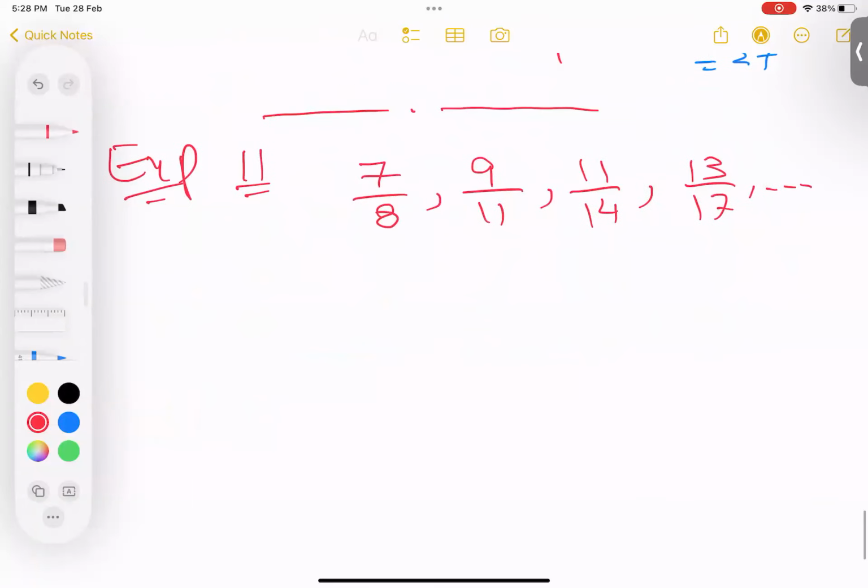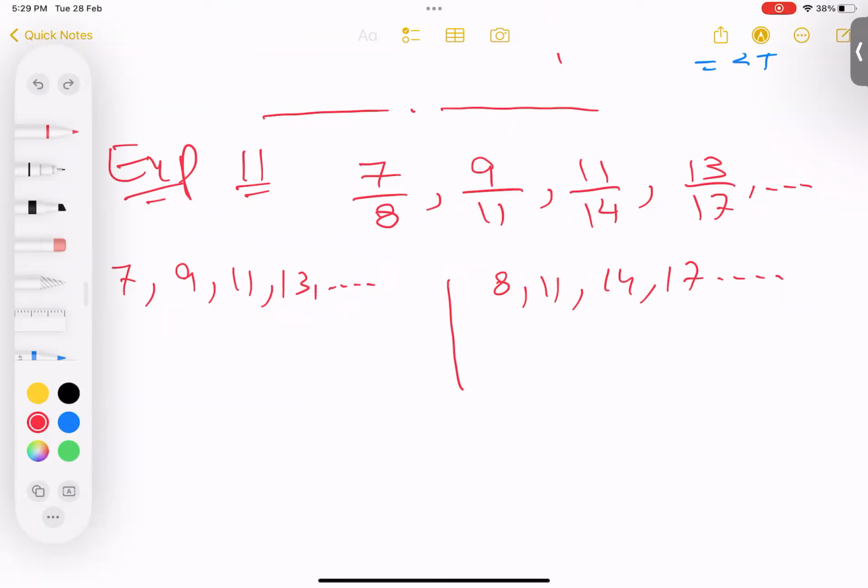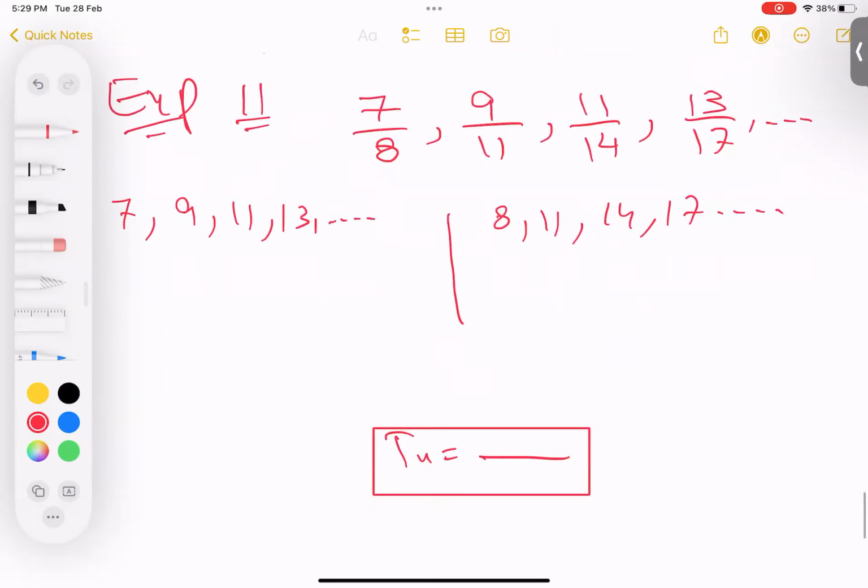Now it looks very hard, what to do, but I tell you an easy way. What easy way? Make the upper numbers separate. Look, I'm giving a hint: 7, 9, 11, 13, and so on. And the lower values separate: 8, 11, 14, 17, and so on. Apply AP here, apply AP here, get both terms, then combine finally. So this answer of the nth term will come up and this nth term will go down, and that is my final answer. I hope you can do it yourself, inshallah. Go ahead. So let's start.